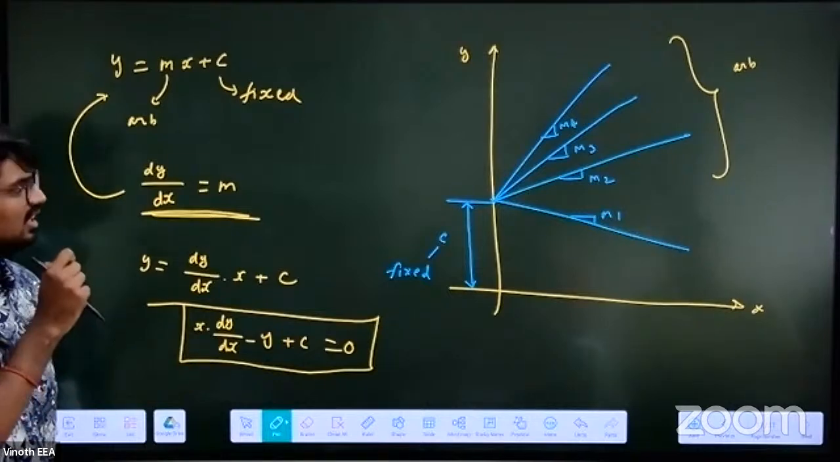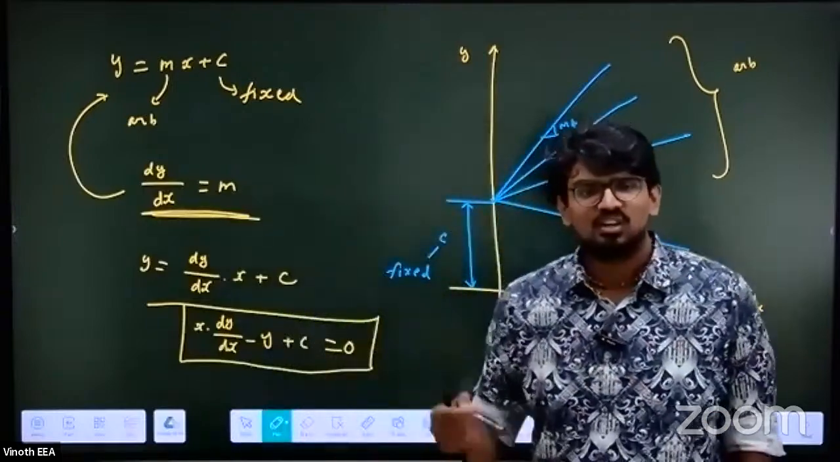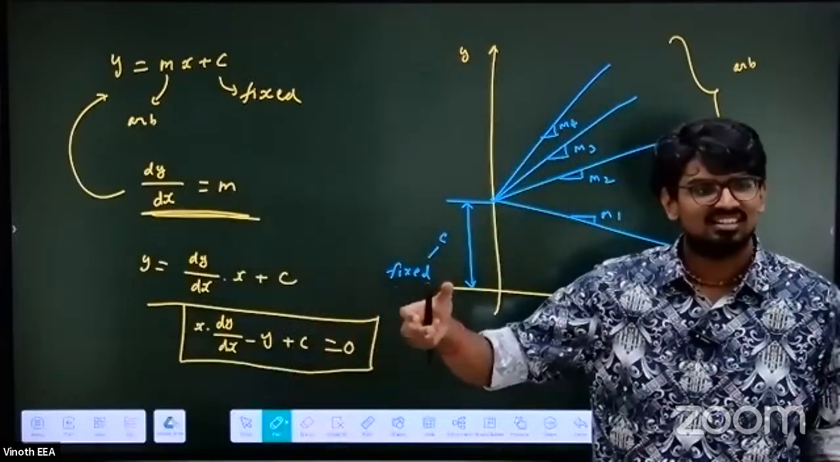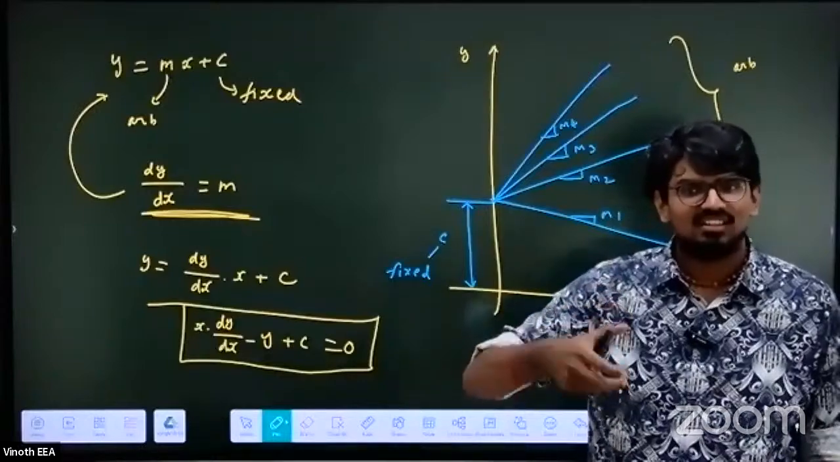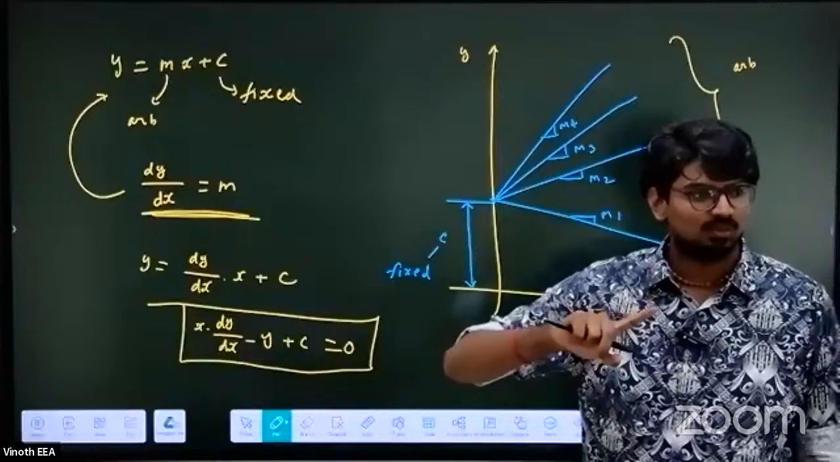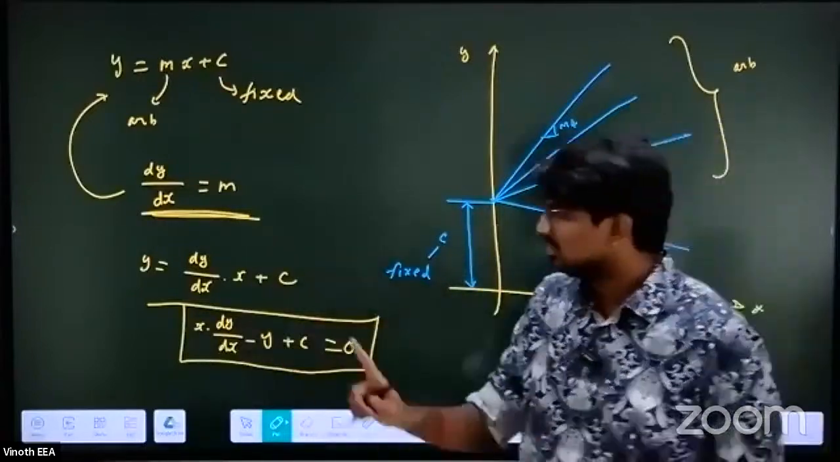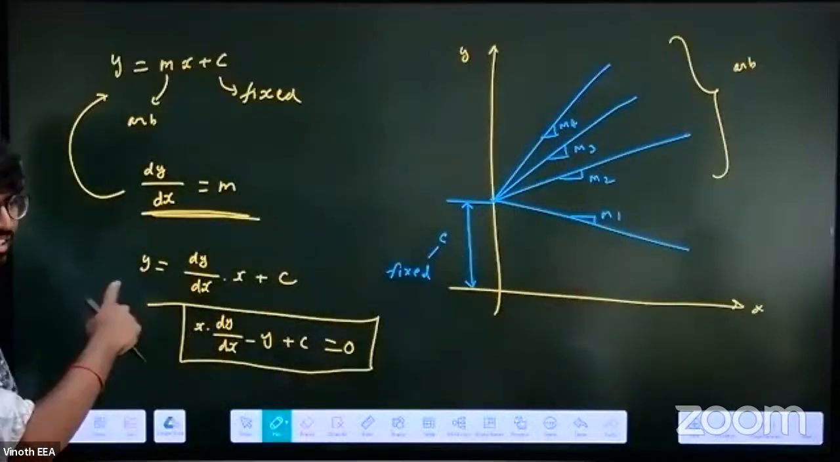So compulsory, if I have two arbitrary constants, I have to differentiate two times. What does that mean? My ordinary differential equation will have the same order as that of our arbitrary constants. So if arbitrary constant is 1, my order is 1; if 2, order 2; if 3, order 3. Okay, that is regarding ODE. I will display it later, finally.